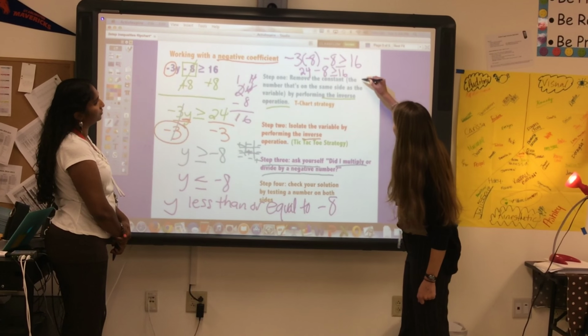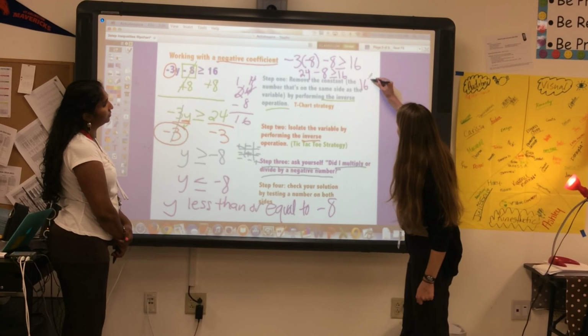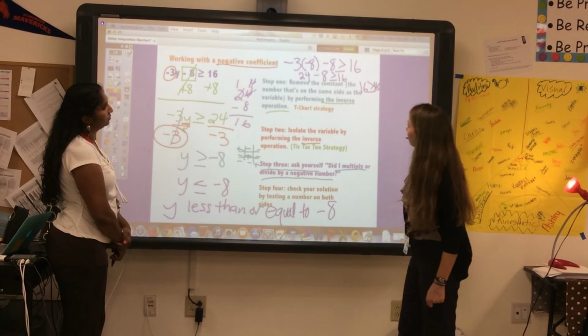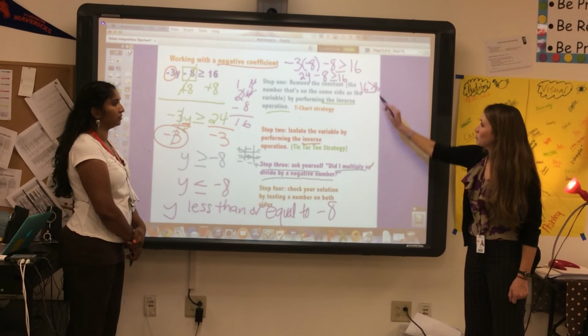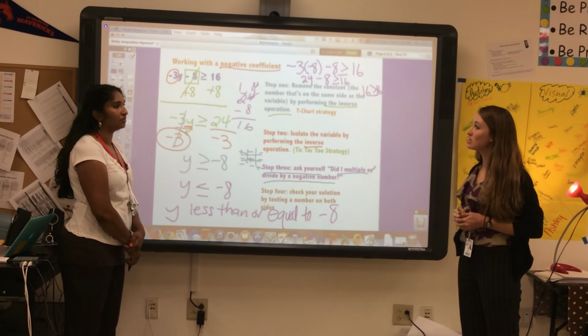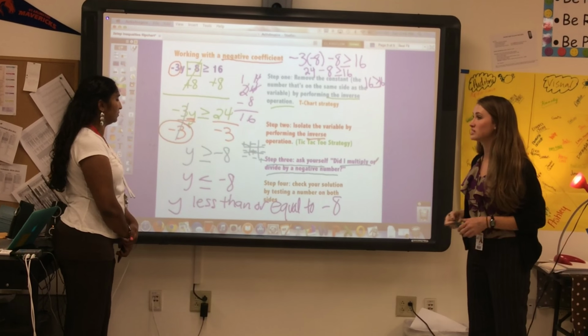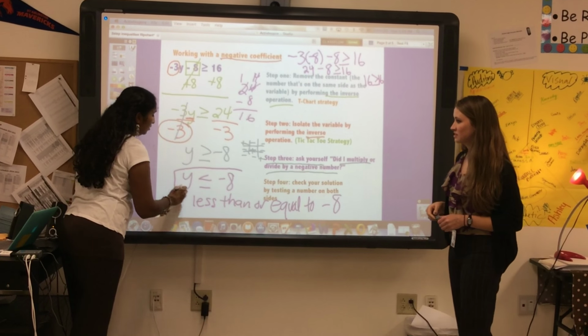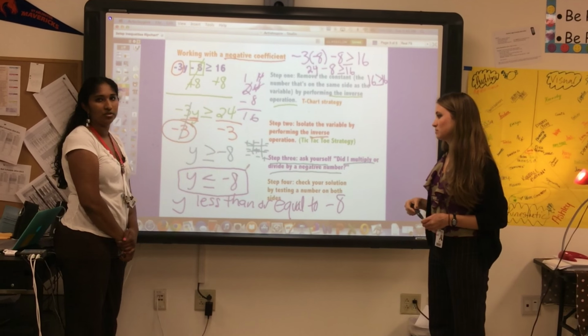Okay, great. So now we're left with, I'm going to rewrite it over here, 16 is greater than or equal to 16. Is that true? That is. The bar underneath tells me that it can be equal to it. 16 is definitely equal to 16. So then my solution is y is less than or equal to -8.